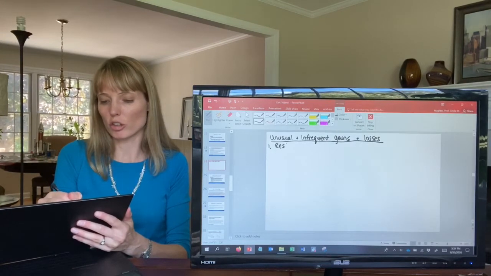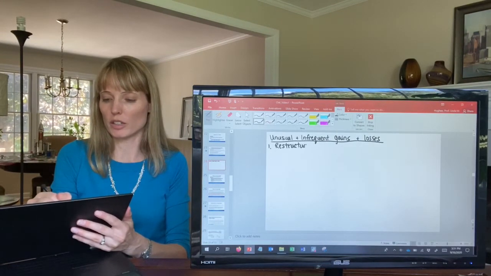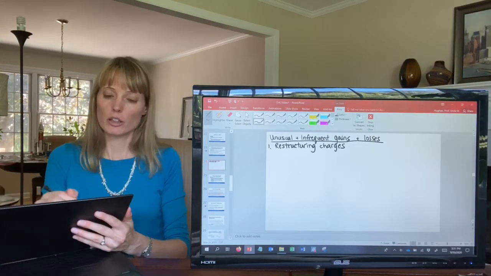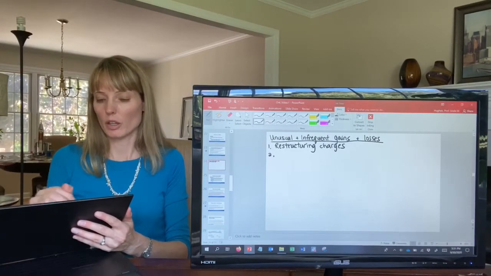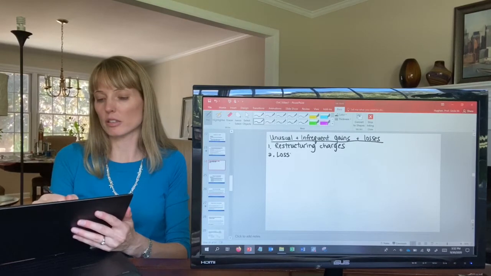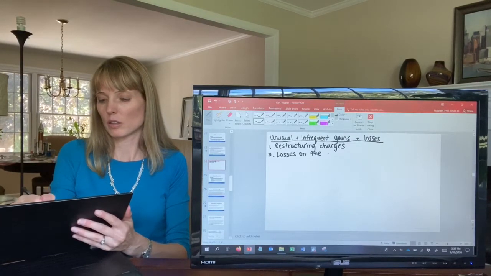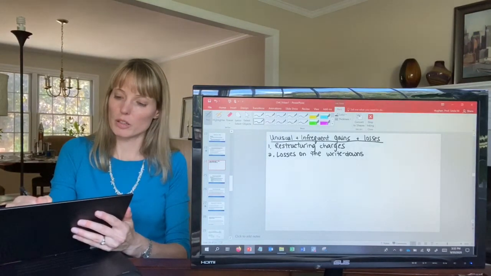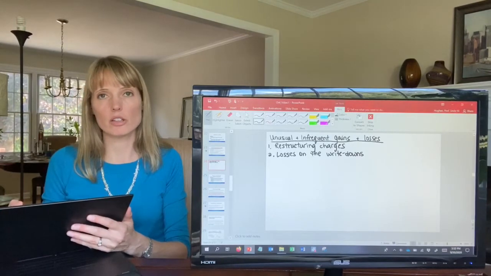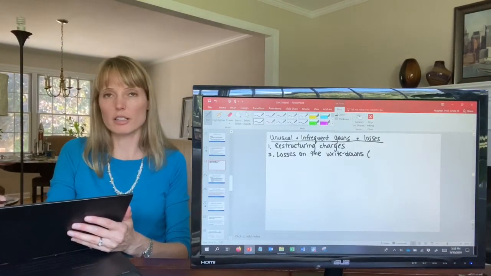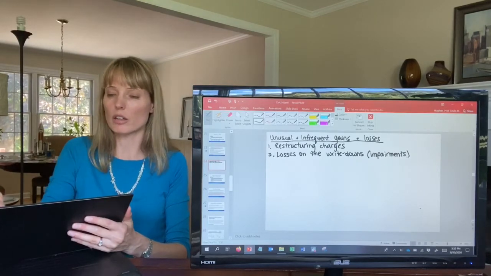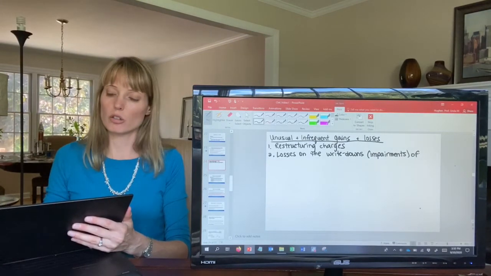1, restructuring charges. We're going to go through each one of these items in more detail below. 2, losses on the write-downs of assets. So when we record a journal entry to take down the value of an asset, we call that a write-down, and sometimes we call it an impairment, but they mean the same thing. Taking down the value of an asset. So losses on the write-downs of certain assets.